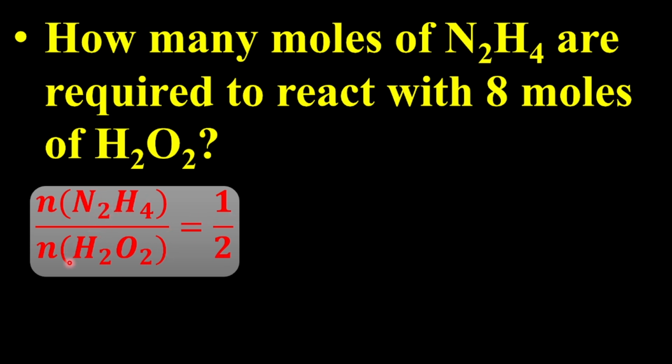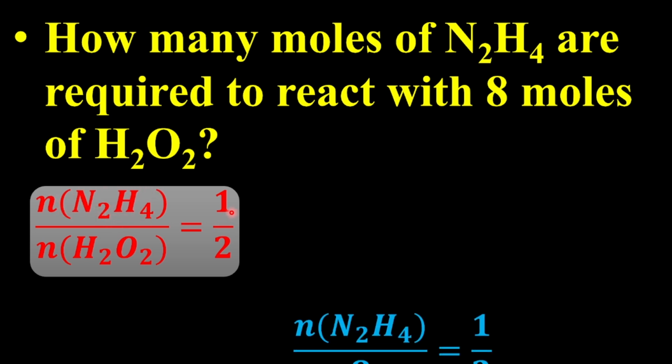You can also decide to write in this format, bringing this one up, then n of N2H4 will come down. That is also accepted. Now let's go through the question. We have been given 8 moles of H2O2, which simply means that this can be taken away and replaced by the 8. The question says how many moles? If you hear moles, it means that you are looking for the actual amount of the compound. So there's no formula which is going to be used over here.